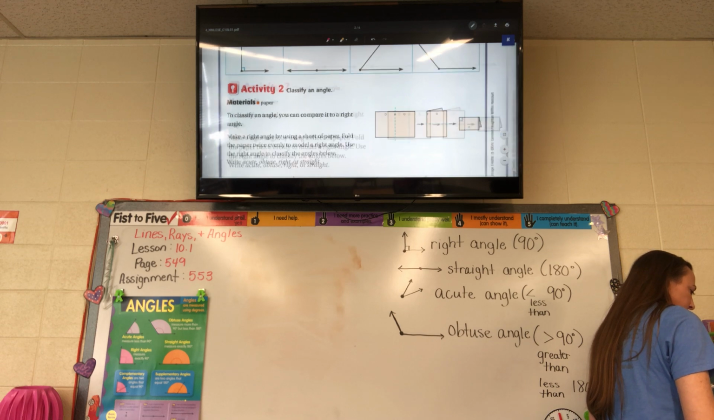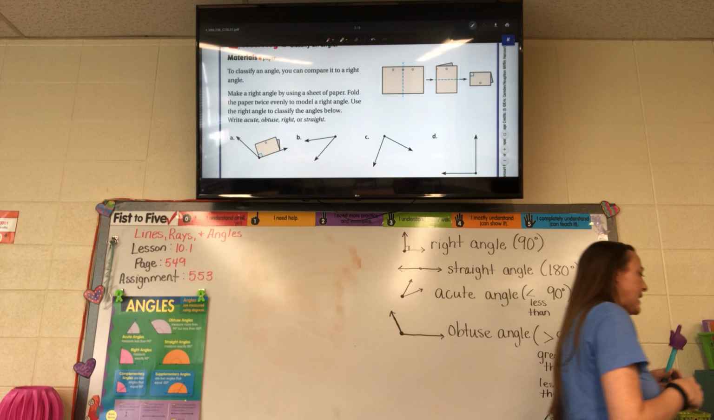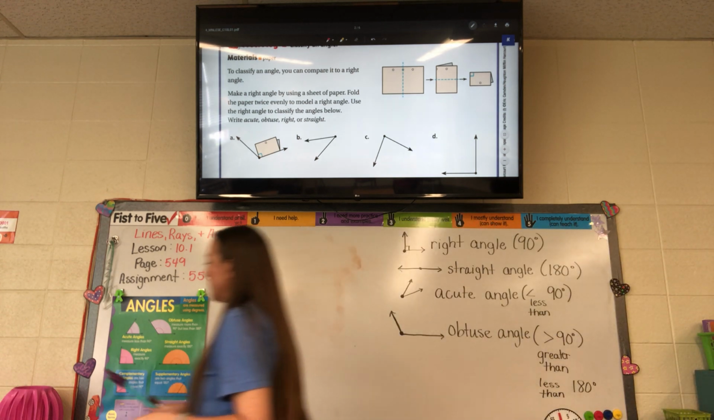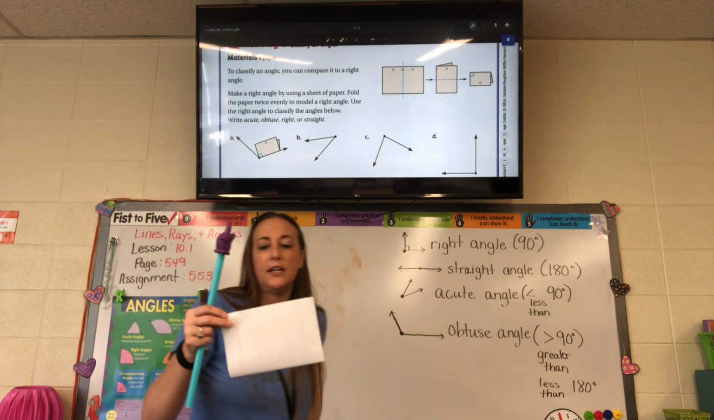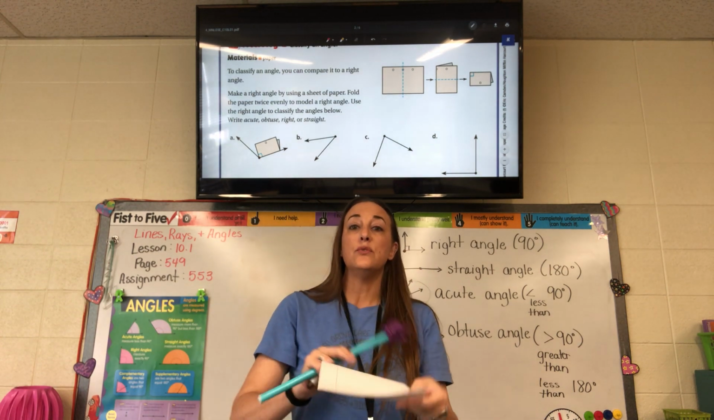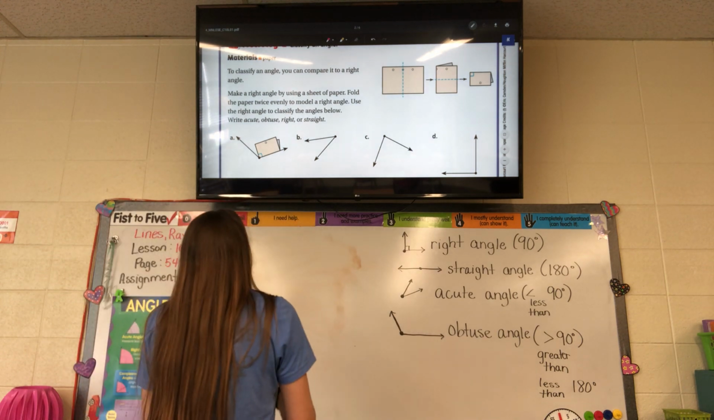Classify an angle. So to classify an angle, you compare it to a right angle. So I'm going to take a piece of paper and fold it in half. And when you take a piece of paper and you fold it in half, it makes a perfect right angle. So you can use that to compare other angles. Okay, so here we go.